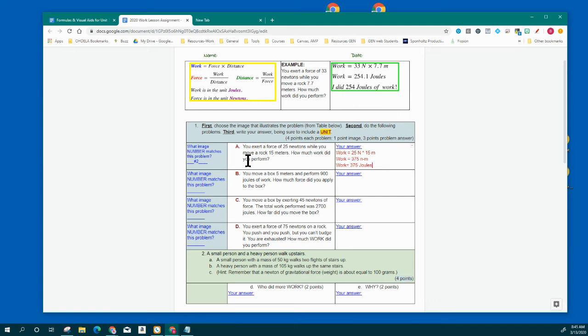Let's look at C. C says you move a box by exerting 45 newtons of force. The total work performed was 2,700 joules. How far did you move the box?